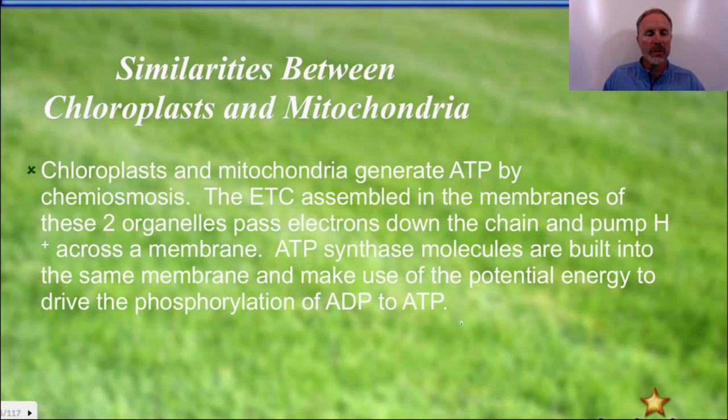Now, as far as some of the similarities and differences between mitochondria and chloroplasts, they both generate ATP through chemiosmosis. The electron transport chains are in the membranes of these two organelles. They pass the electrons down and pump hydrogen ions across a membrane, either in the mitochondria into the intermembrane space, and then they flow back into the matrix, whereas in the chloroplasts, in the grana, they go into the thylakoid space, and then they're pumped out into the stroma, and that's where they generate the ATP. So in both cases, they take ADP and make ATP out of it.